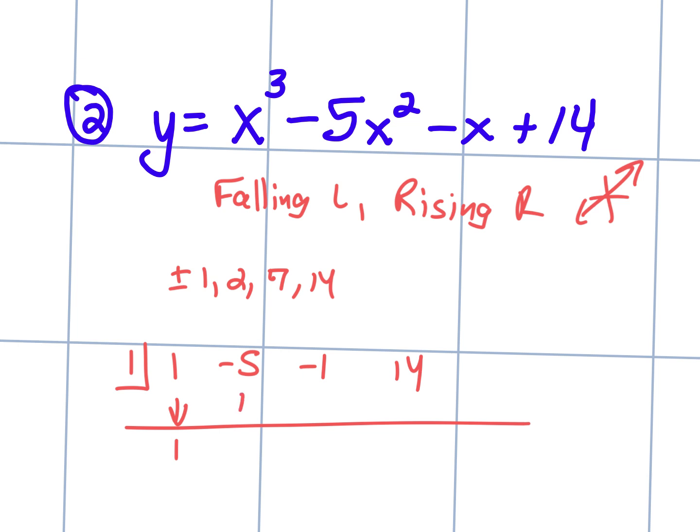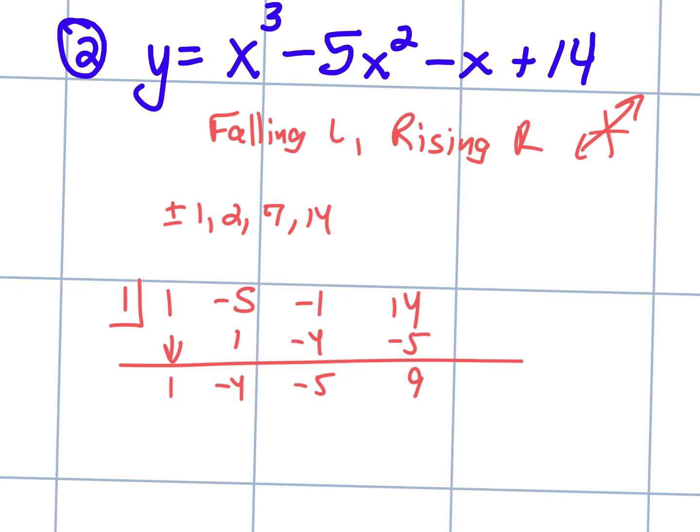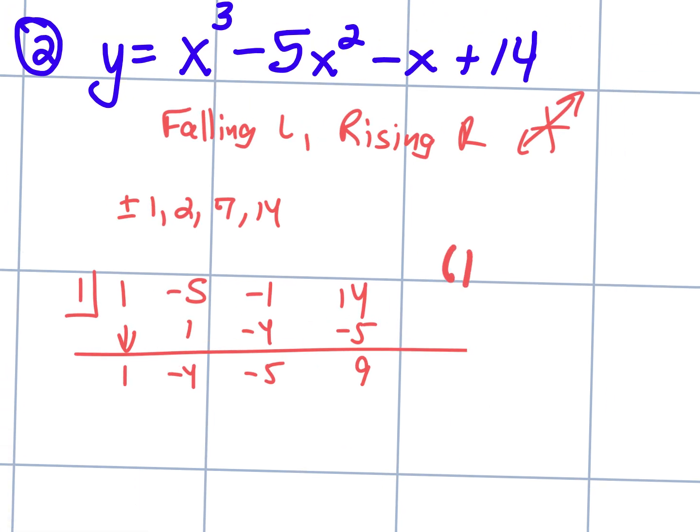1 times 1 is 1, negative 4, negative 4, negative 5, negative 5, 9. Is 1 an x-intercept for this problem? No, because I didn't get 0 as a remainder. But what did you uncover here, guys? You uncovered an additional point that is on this graph.